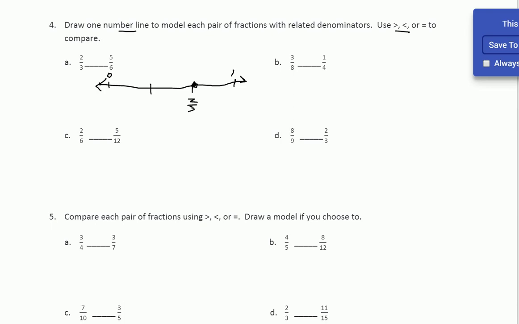And then what about 5/6? Well, if I split these in half again, bam, bam, bam, now I can count 6. 1, 2, 3, 4, 5, 6 is right here. 5/6. And some of you would say, well, you could change 2/3. That would be 4/6. So this is also 4/6. 5/6 is more than 4/6. So 5/6 is definitely bigger.